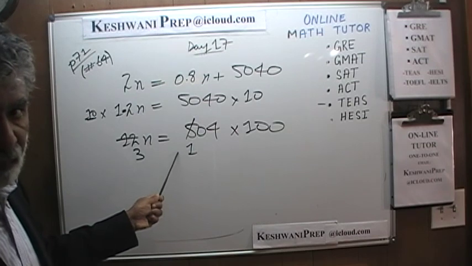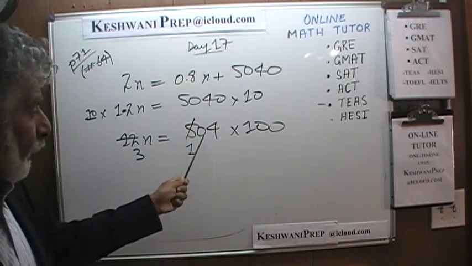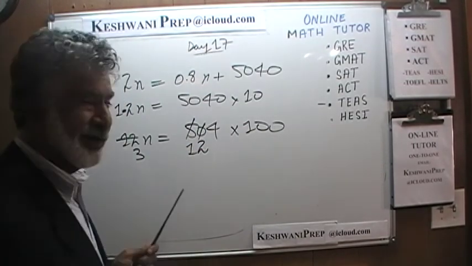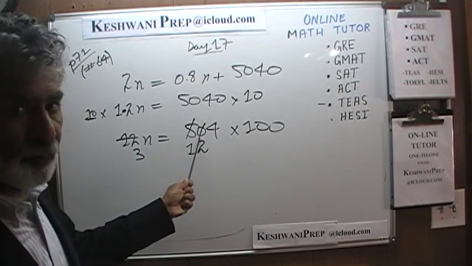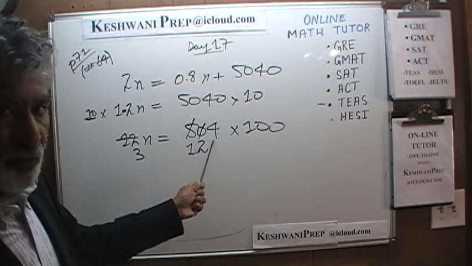How many 4s does 5 have? 5 has 1 4. After we take away 4 from the 5, we have a remainder of 1. What happens to that 1? 1 goes and joins the 0 and becomes a 10. And 10 has 2 4s. 2 4s are 8. After we take away 8 from the 10, we have a remainder of 2. What happens to the 2? 2 goes and joins the 4 and becomes a 24.